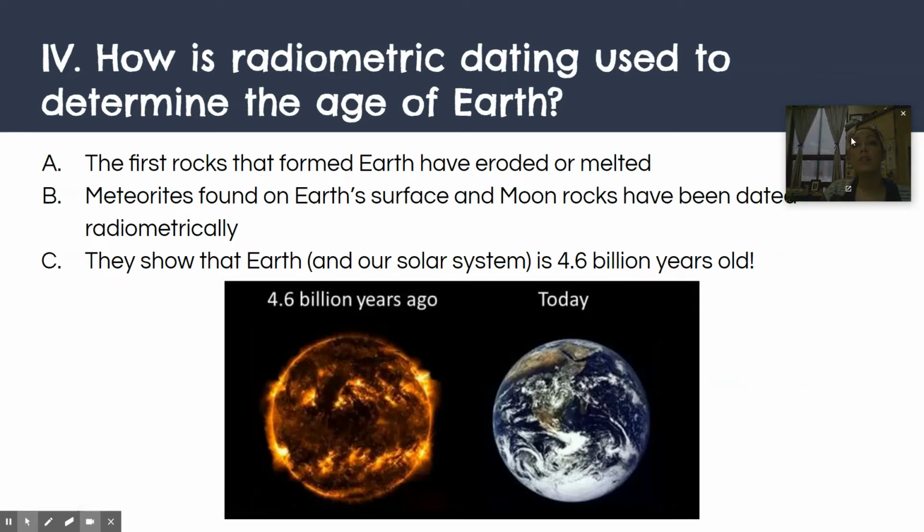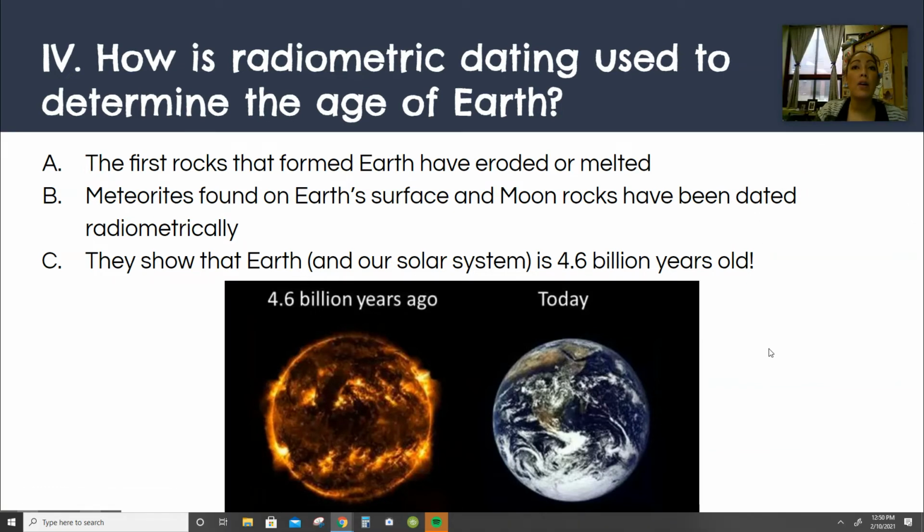Okay, so how can we use these radiometric dating methods to figure out the age of the Earth? Well, the first rocks that ever formed Earth have eroded or melted, or they've gotten pulled back down into the mantle and recycled. So what we can do is date meteorites that hit Earth's surface.